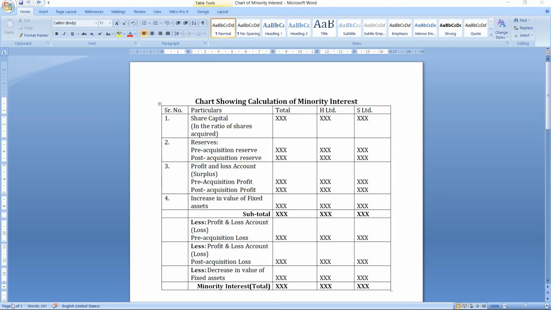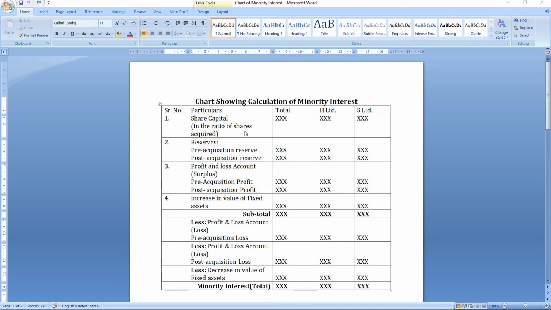For that you have to prepare a format like this, having 4 columns. One is for particulars, then the total, H limited and S limited. So the first step that you have to do is to calculate the ratio of the holding company and the minority shareholders. Now how will you do that?